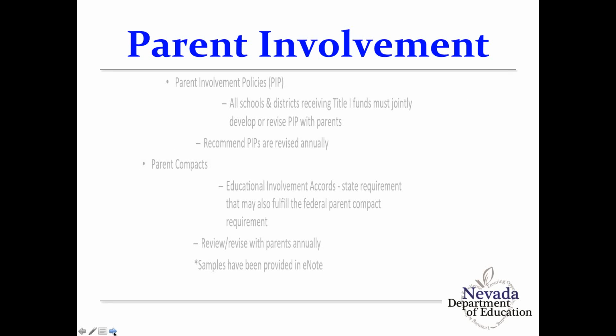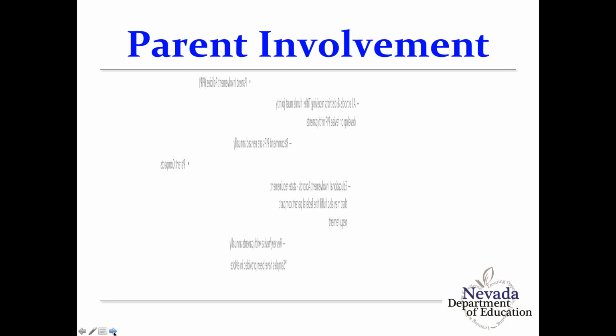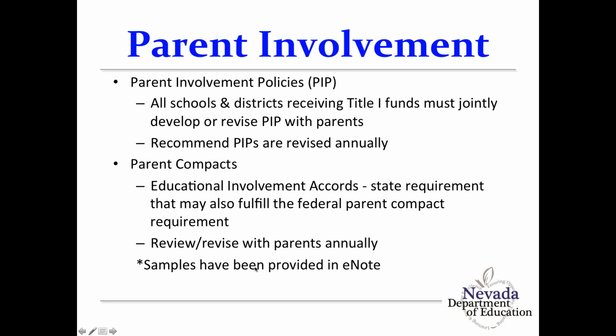Another requirement is the parent involvement policy, the PIP. All schools and districts receiving Title I funds must jointly develop or revise a PIP with parents. We recommend PIPs are revised annually. That's something you can do at your back to school night and your Title I meeting. Parent compacts, or educational involvement accords, are a state requirement that may also fulfill the federal parent compact requirement, and these need to be reviewed and revised annually.